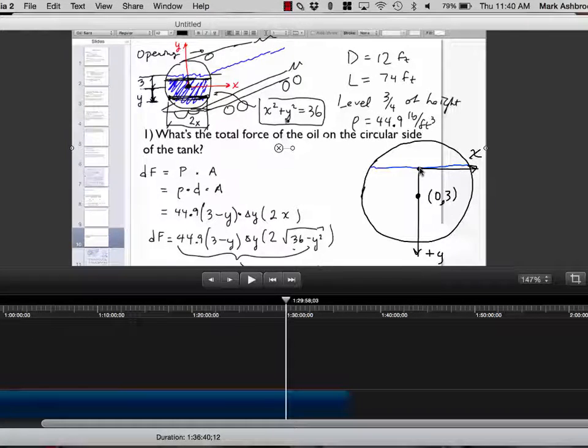But now my depth and the positive y coordinate are the same thing. How far down I am is exactly the same as y. That is nice because now we can change this to 44.9y. The depth is the same as y. So 44.9y is going to be the pressure, rho times depth, and the area is going to be, again, I have a typical strip here in red.